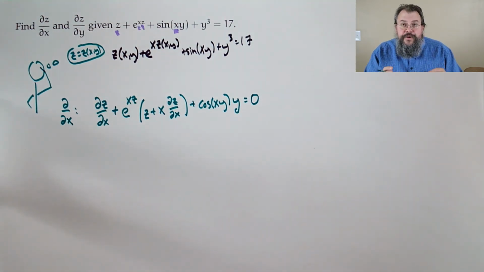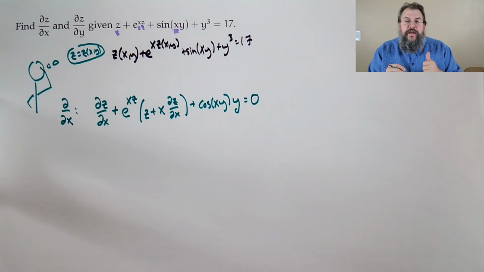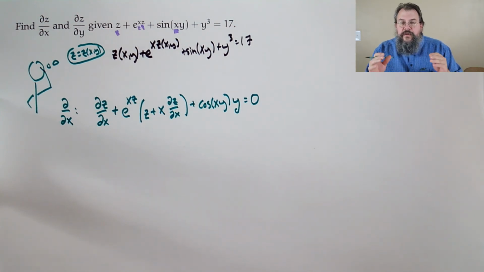Now, the moment of truth. If we do our math right, then it will always be the case that we can put all the terms with a partial z partial x together and all the terms without a partial z partial x together. In fact, we'll just move everything and split it to two sides.